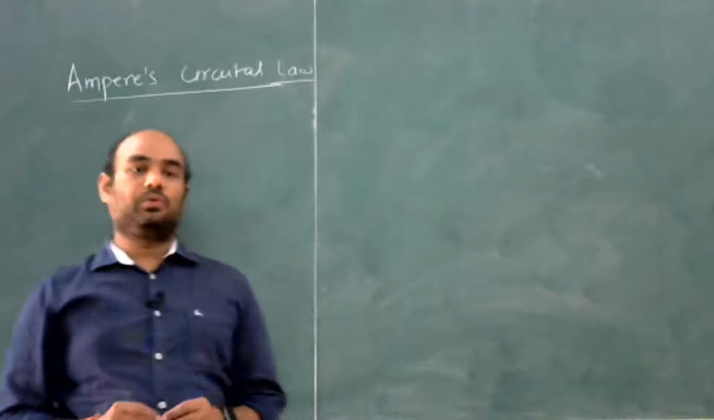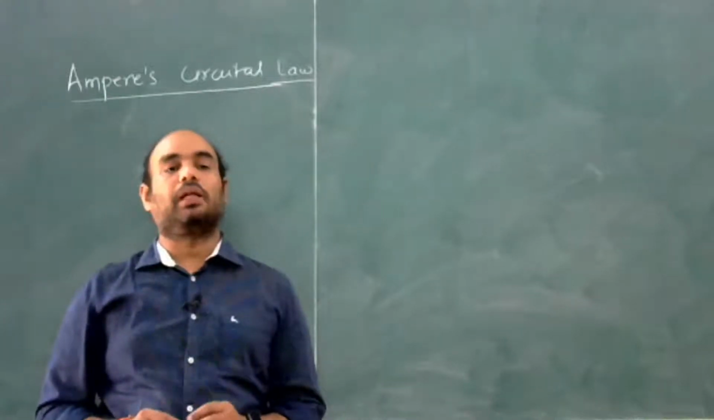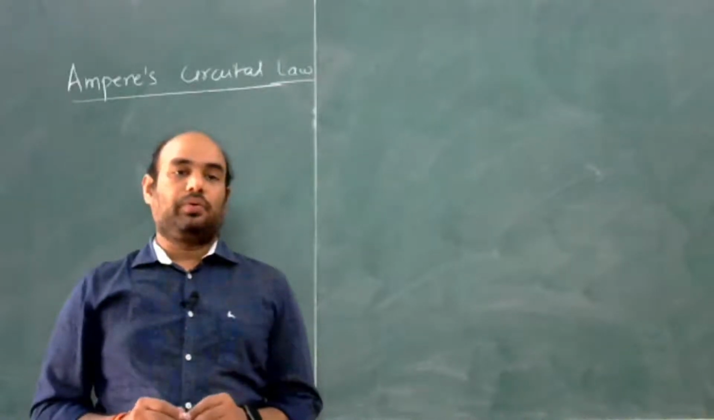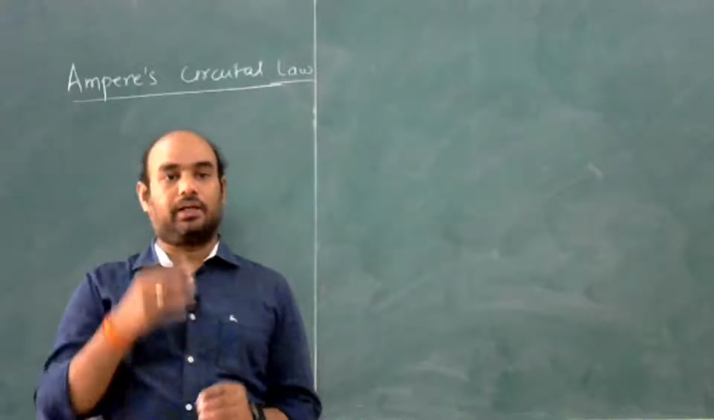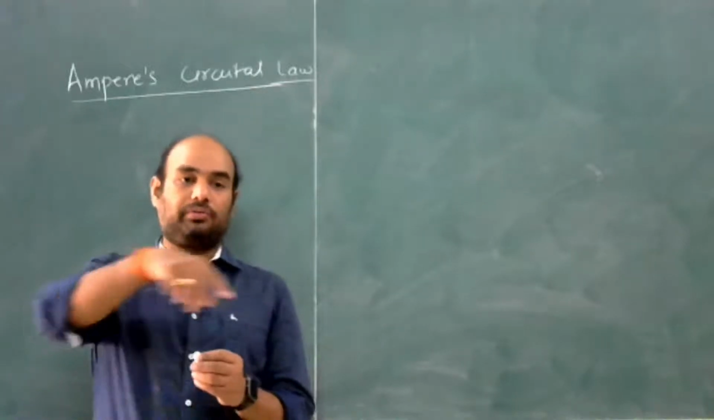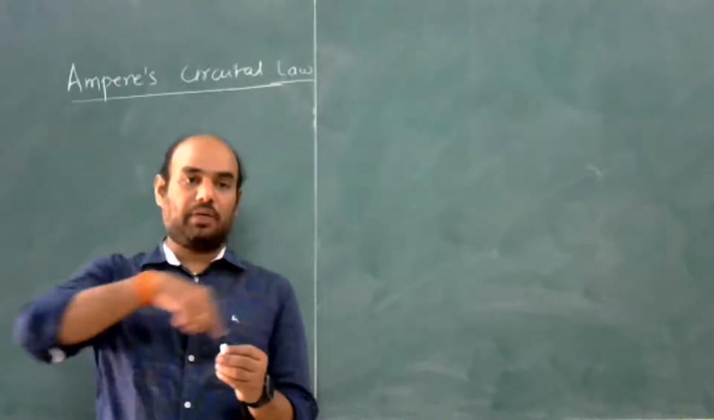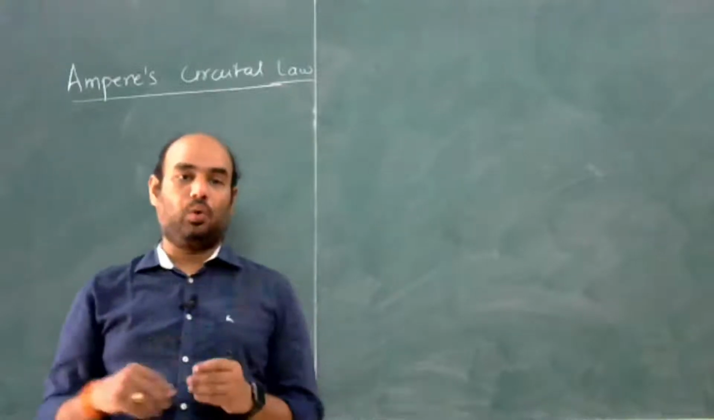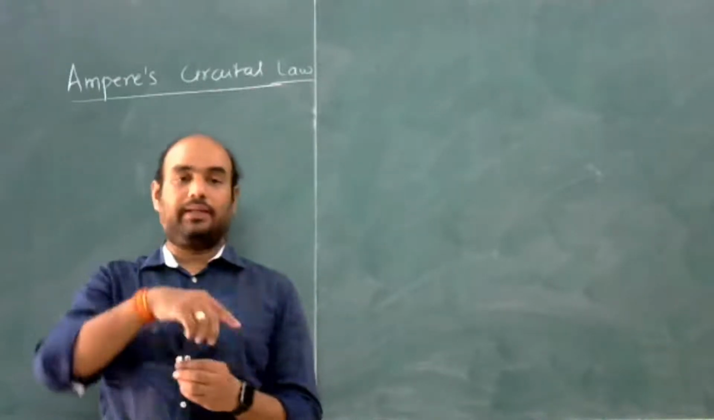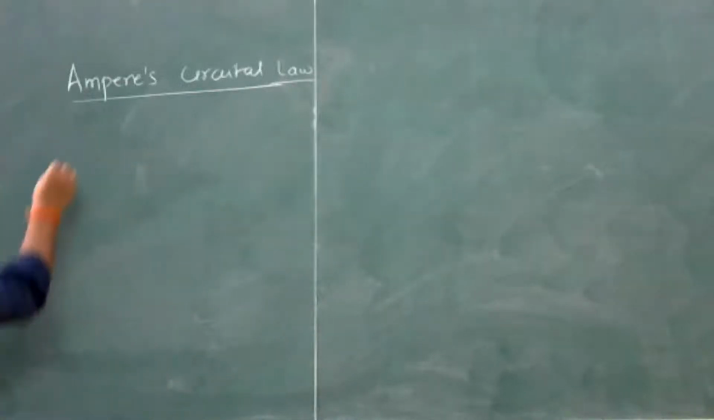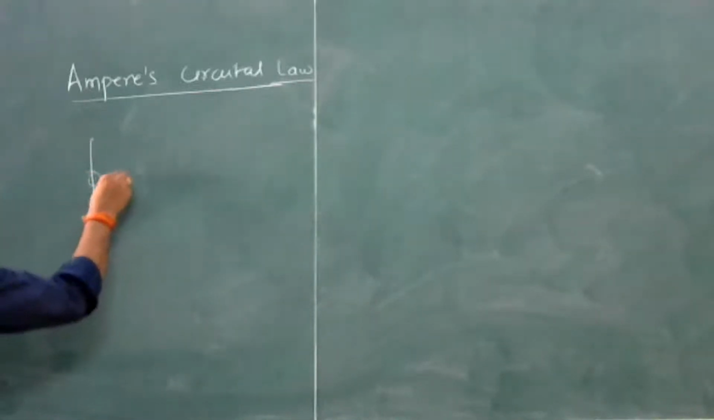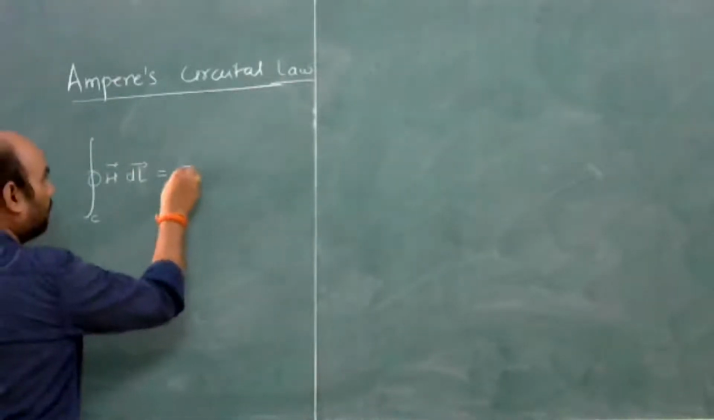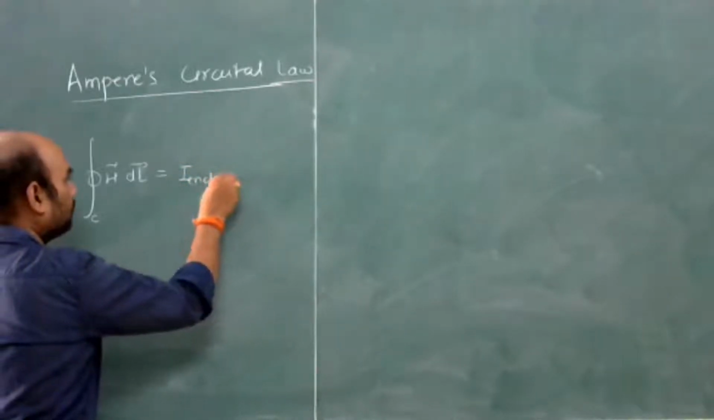Good afternoon everyone. Today we will start Ampere's circuital law. According to Ampere's circuital law, if there is a current carrying conductor, the line integral of the magnetic field intensity around the conductor will be equal to the current enclosed by that loop. The closed line integral of H dot dl is equal to I enclosed.